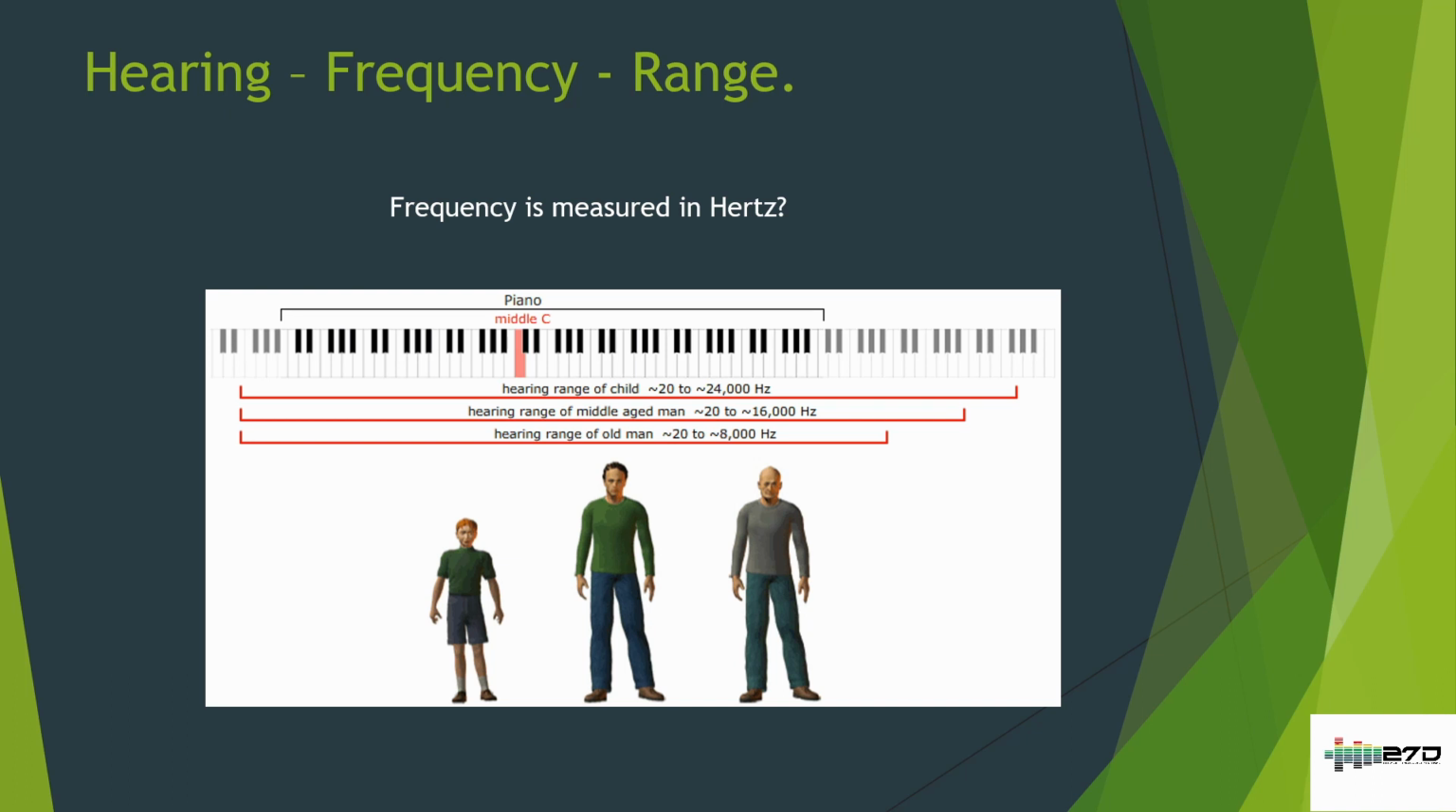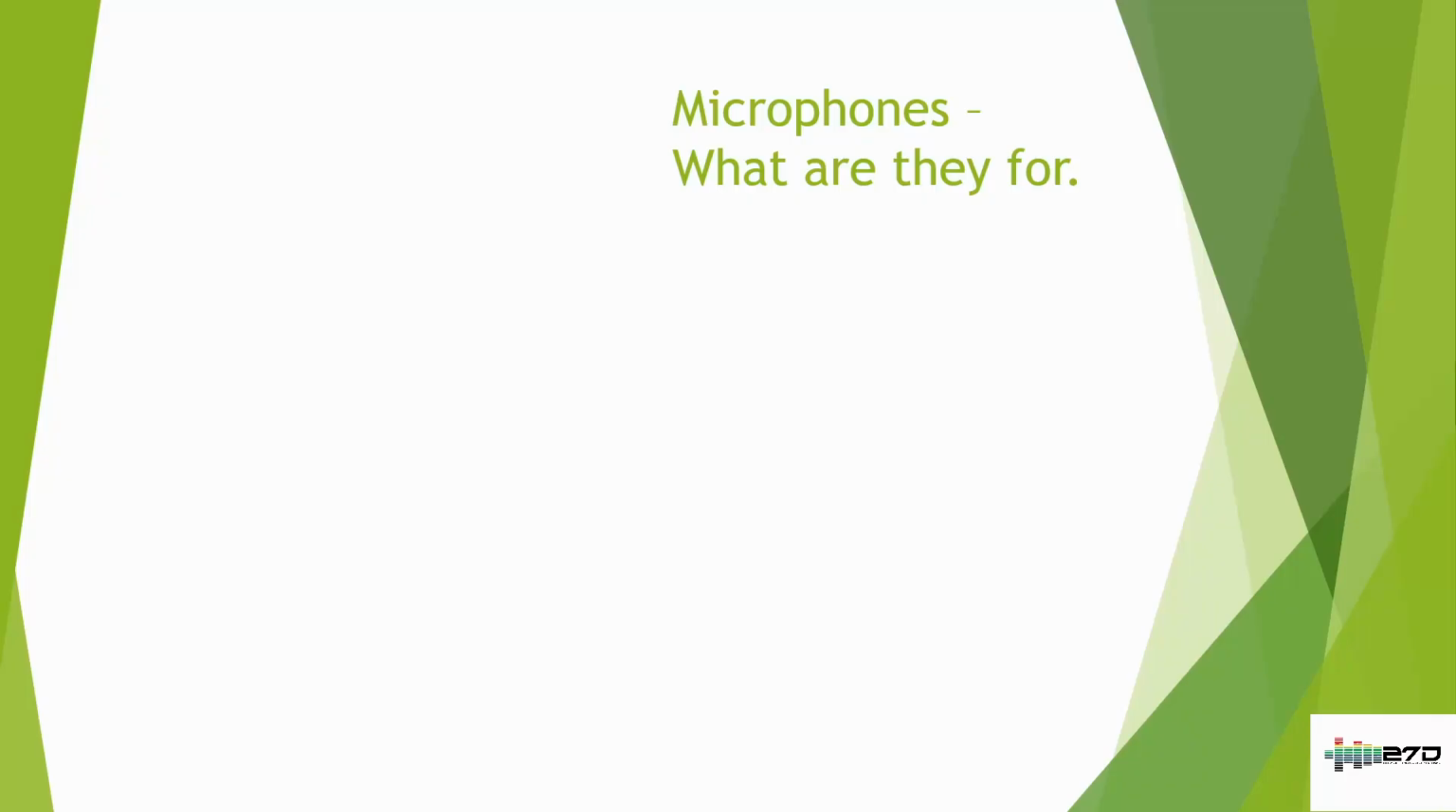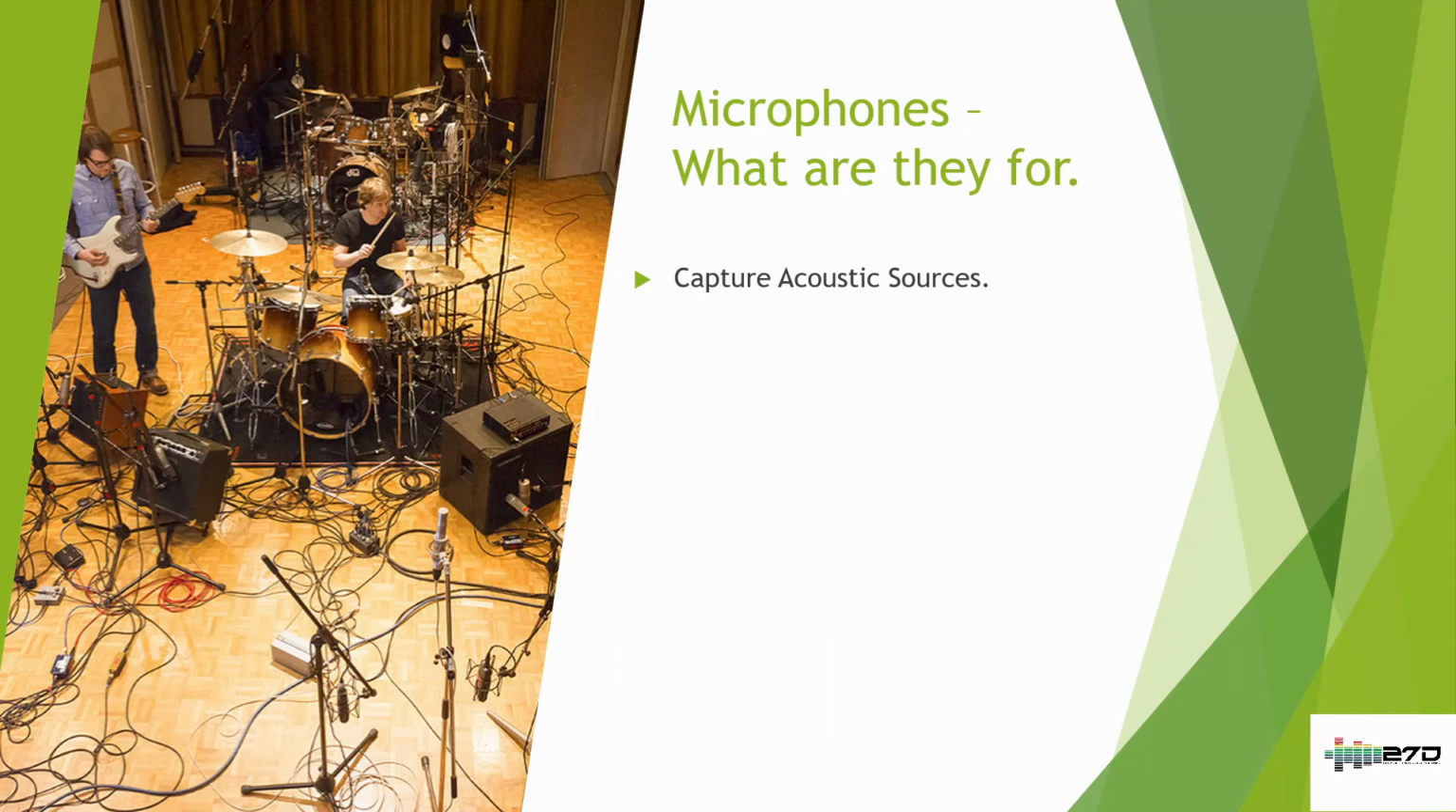Right, let's get cracked on with these 4 bits of equipment. First off, mics, what are they for? Capture audio sources. There's a lovely little picture of a recording studio and somebody doing a bit. We can see a bass amp, DI box on the floor. We'll cover them in another session, I guess.